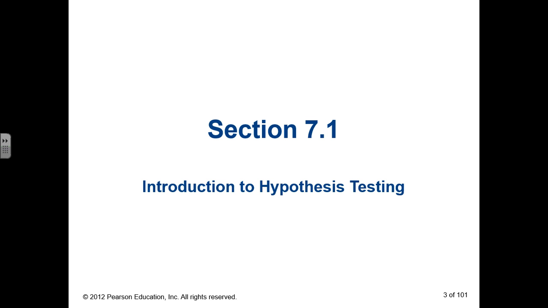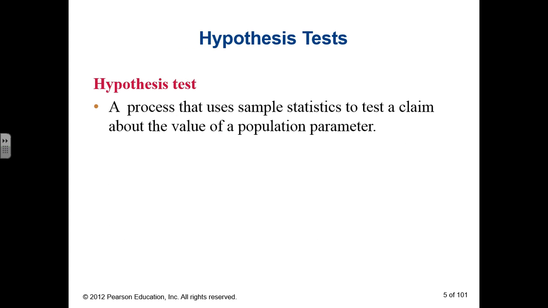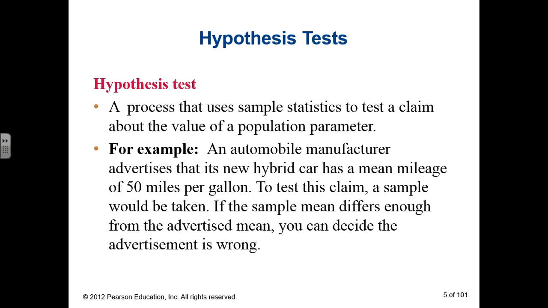So let's get started in 7.1. In 7.1, we're really going to just need to learn some terminology. And so the first thing, a hypothesis test. The hypothesis test is a process where we're going to use sample statistics to test a claim about the value of a population parameter. For example, suppose an automobile manufacturer claims that the average mileage is 50 miles per gallon. That's the claim, and we want to take a sample to test this claim.